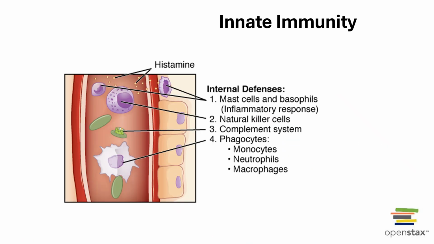Finally, let's distinguish between innate and adaptive immunity. Innate immunity is a rapid, nonspecific defense present at birth. It includes physical barriers, immune cells, and defense proteins.